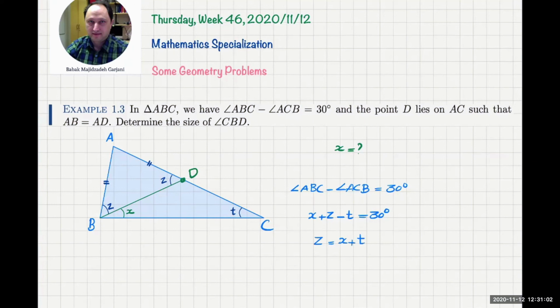And now you remember that you are supposed to calculate x. So this means that z minus t is equal to x. And now here, instead of z minus t, I can replace x. So this implies that x plus x is 30 degrees. So 2x is 30. And finally, x is 15 degrees. That was quite simple, wasn't it?